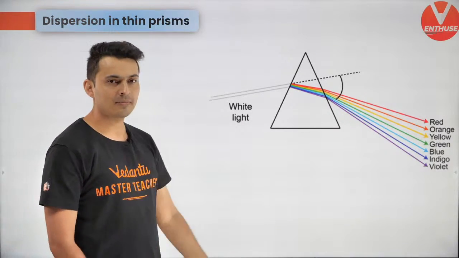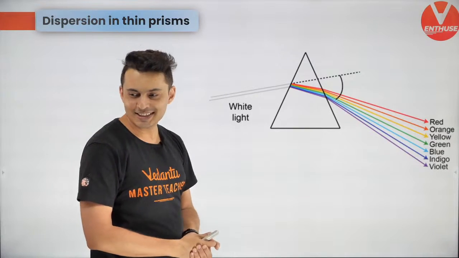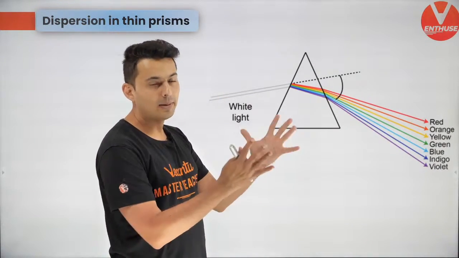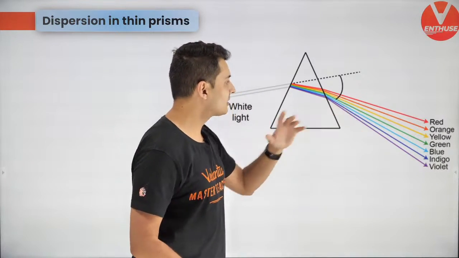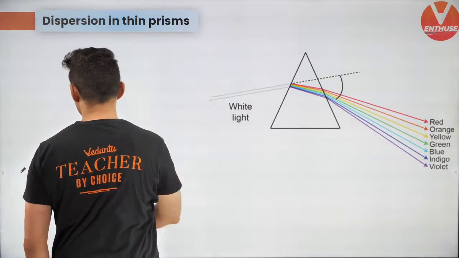Now, dispersion in thin prisms. What is dispersion? Spreading of light is called dispersion, isn't it? Yes, spreading of light is nothing but dispersion. White light made of many colors spreads, so that is called dispersion. Now let me give you some formulas and that's it, we are done for today's lecture.